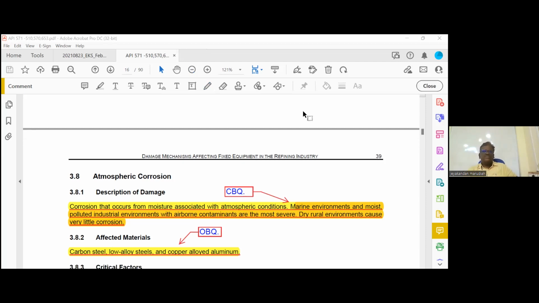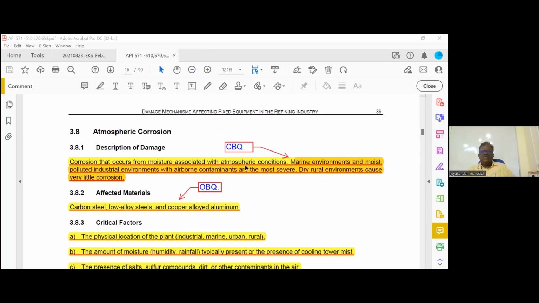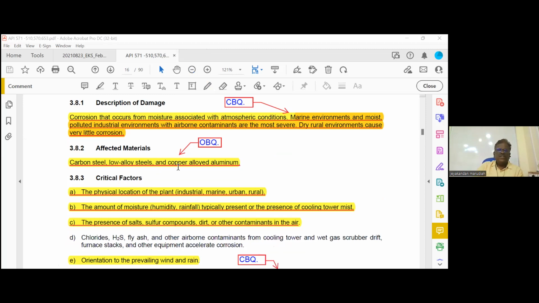Right. Highlight this one. Atmospheric corrosion. Corrosion that occurs from moisture associated with atmospheric condition, marine environments and moisture polluted interference with the airborne contaminants are most severe. That is important. Close book question. Dry rural environments cause very little corrosion. This is a close book question. Marine environments and moisture polluted industrial environments. Then affected material, carbon steel, low alloy steel and copper alloyed aluminum. That is an open book question. Mark it open book question.